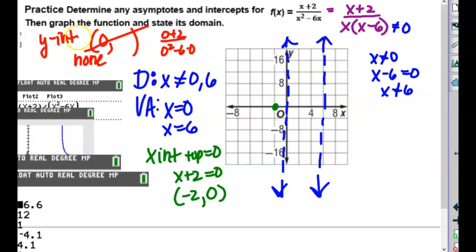Remember, it didn't have a y-intercept, which makes sense now, right? Because we have an asymptote there. It means it can't cross that. Can't touch that, okay?